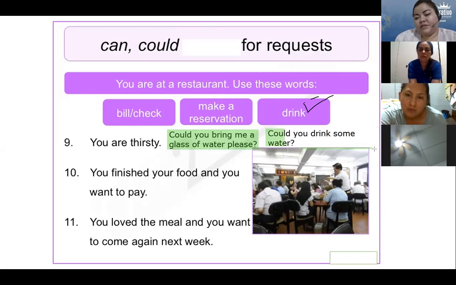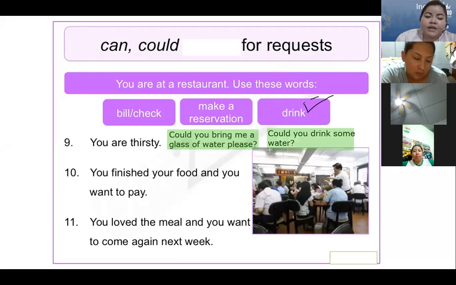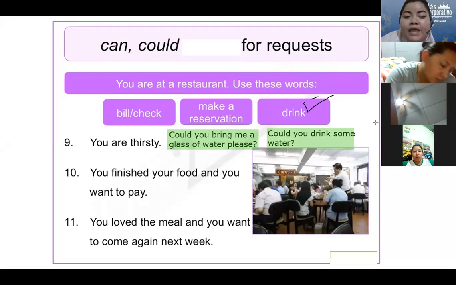Formal. It is formal. Right? Very good, it is formal. Excellent, right? It is formal. Now, number 10 says, you finish your food and you want to pay.